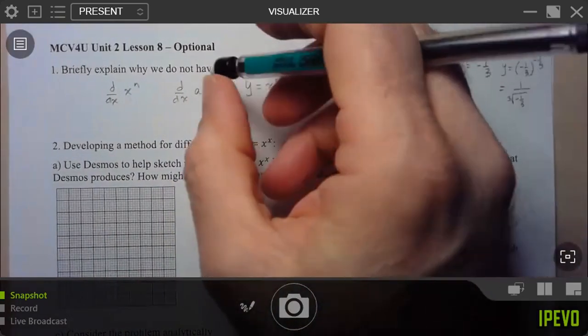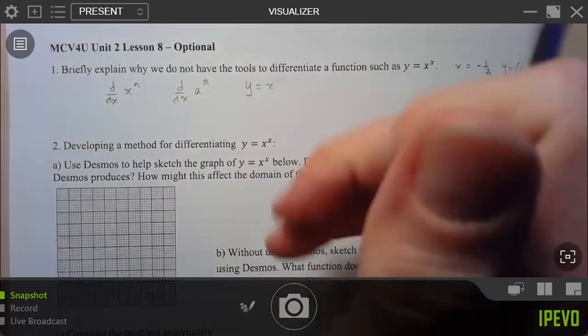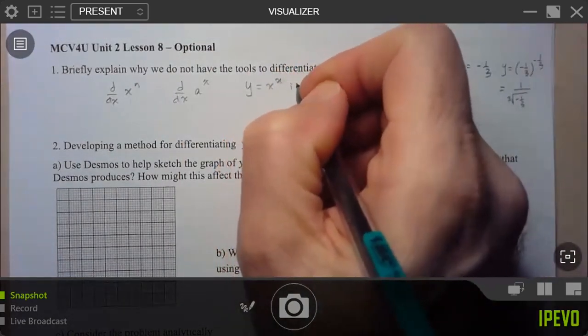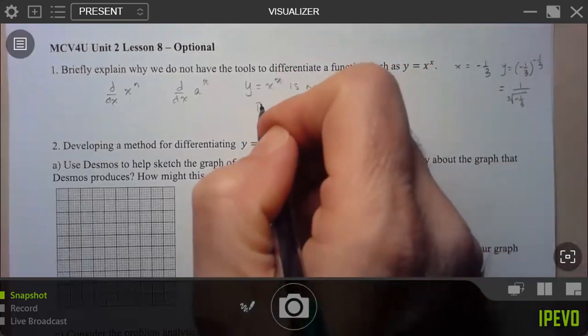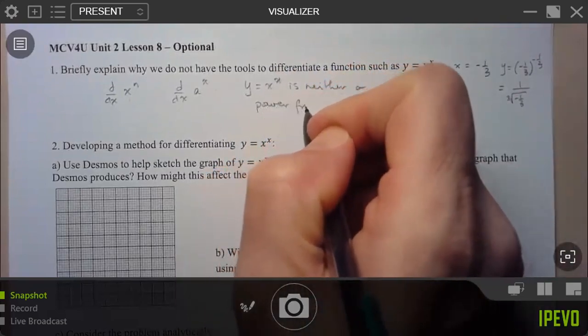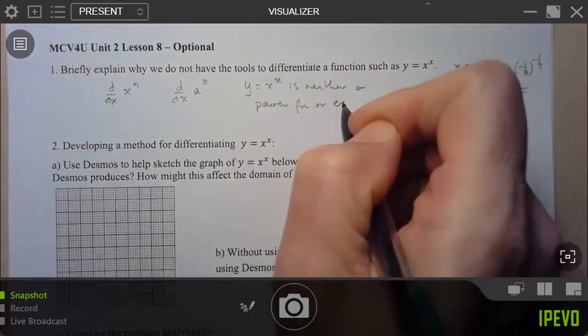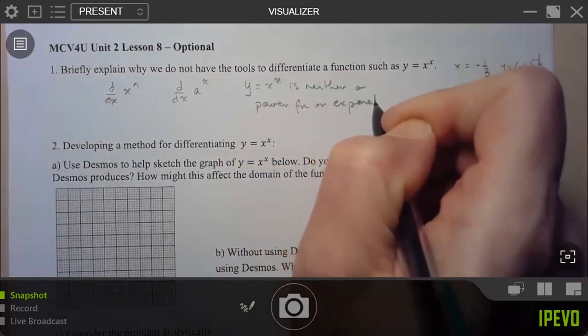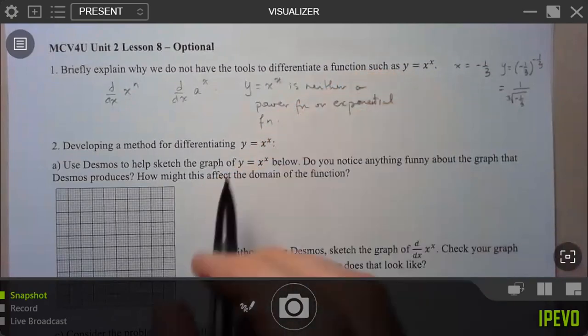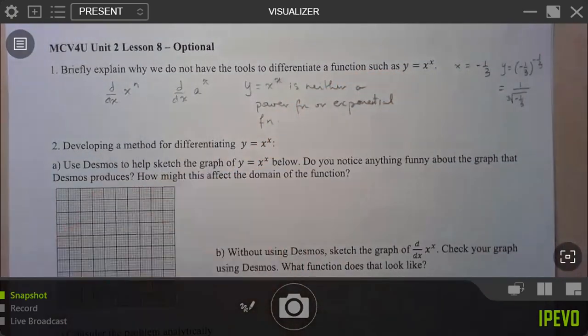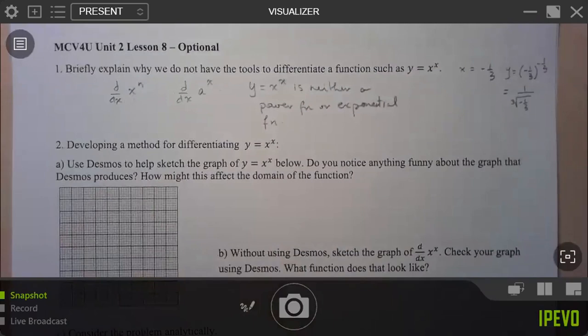Okay, so here y equals x to the n. Oh, it's not x to the n, sorry, x to the x. Okay, it is neither a power function or an exponential function. So it doesn't fit either of these functions for which we found the derivative formula. So we need to start from scratch here.